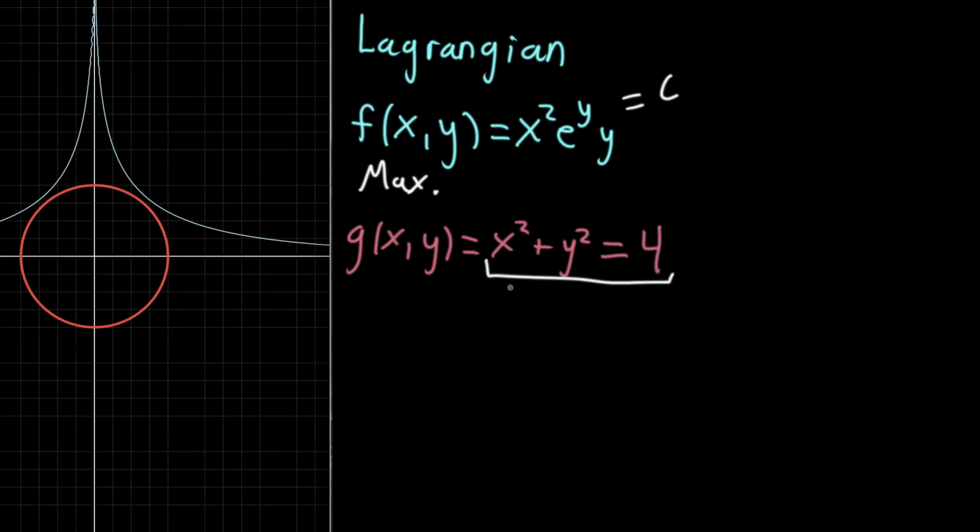I talked about this in the last couple videos, and the cool thing that we found was that you look through the various different contour lines of f, and the maximum will be achieved when that contour line is just perfectly parallel to this contour of g.